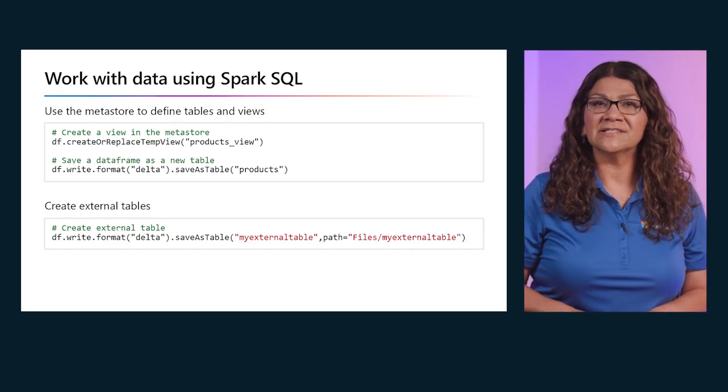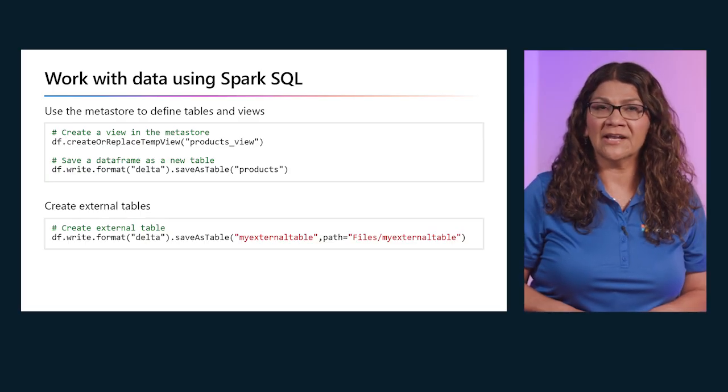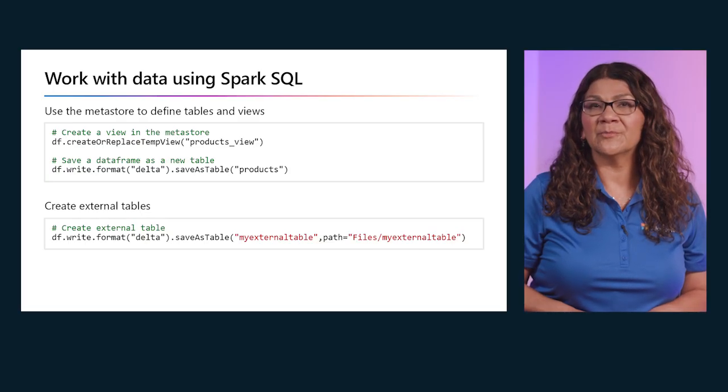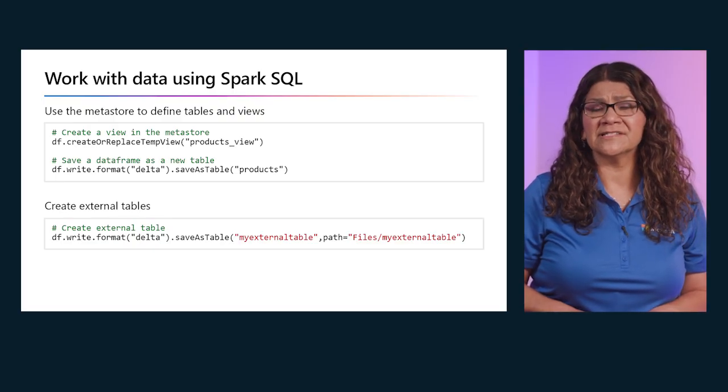One of the simplest ways to make data in a data frame available for querying in the Spark catalog is to create a temporary view, which is automatically deleted at the end of the current session.